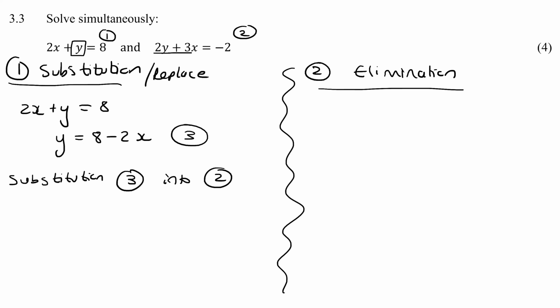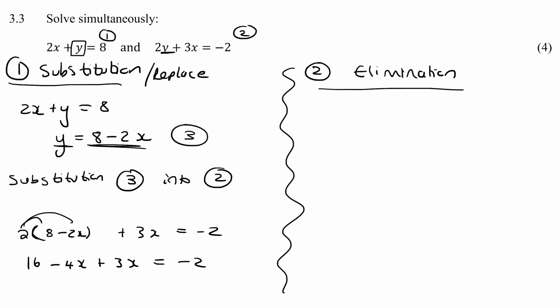So wherever I see a y over here, I'm going to put a bracket. Okay, so you see how I've just taken this equation, and when I saw a y, I put a bracket, and then I'm going to replace the y with 8 minus 2x. That's all you do. And now you're just going to go and solve. So you're going to multiply the 2 in, so that's going to give us 16 take away 4x. You can solve this however you want, but I'm going to take the 16 over to the right, so it's going to end up becoming negative 16.